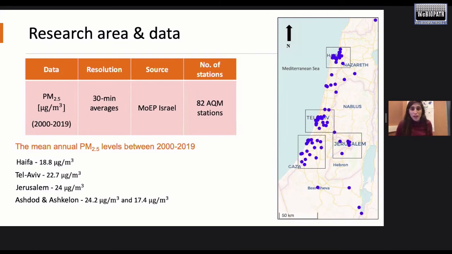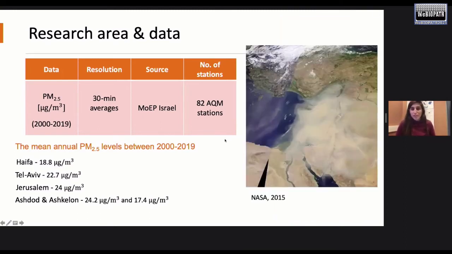Previous studies had shown that a substantial share of these high concentrations are due to transboundary transport of PM carried to Israel during certain synoptic conditions. For example, we get a lot of dust from North Africa or the Arabian Peninsula, but also sulfates from East Europe during summer conditions. Here's just an example of an extreme dust storm over the Middle East in 2015.